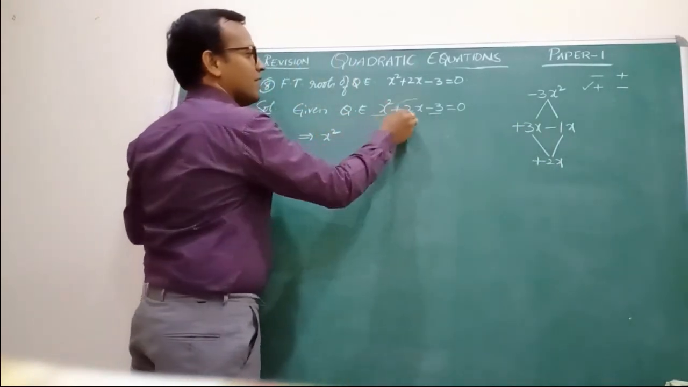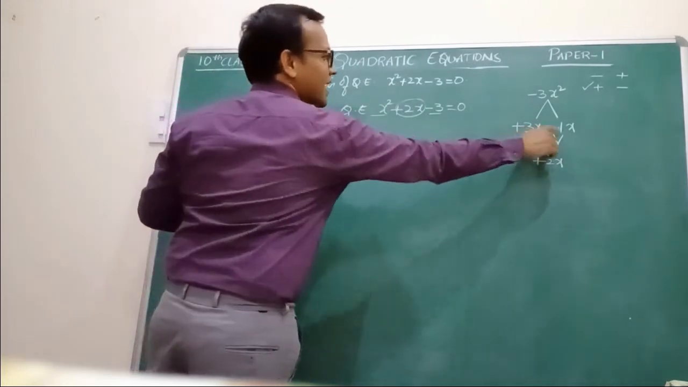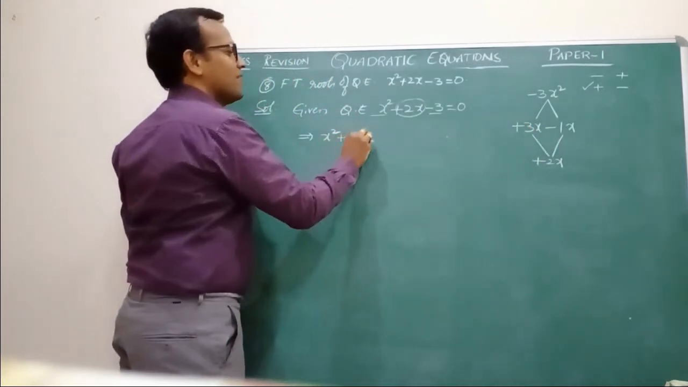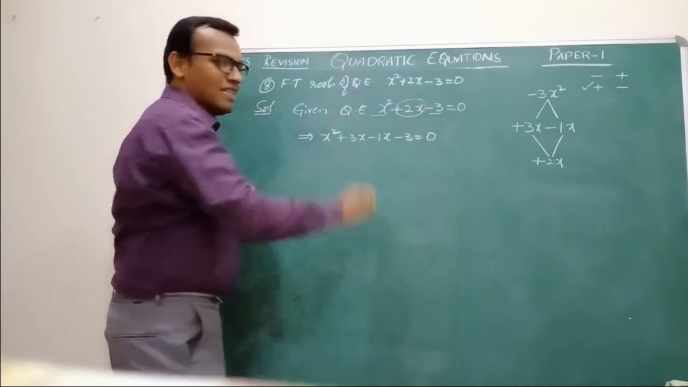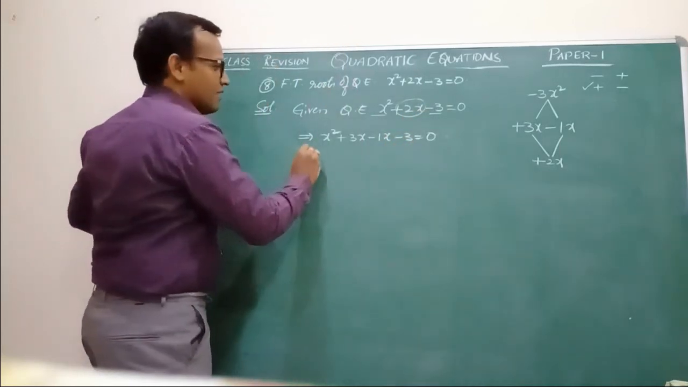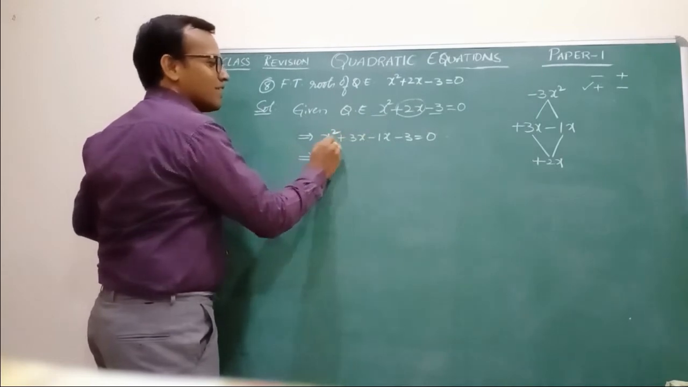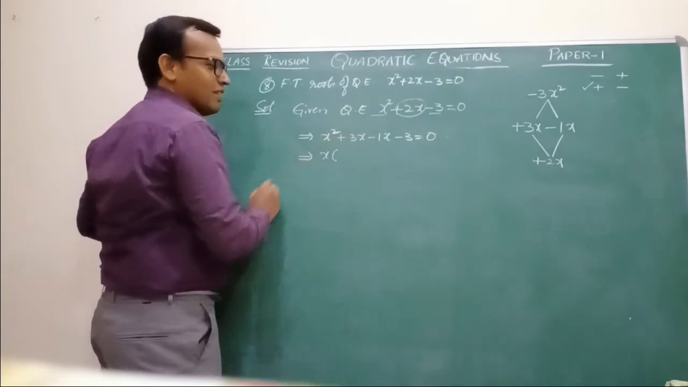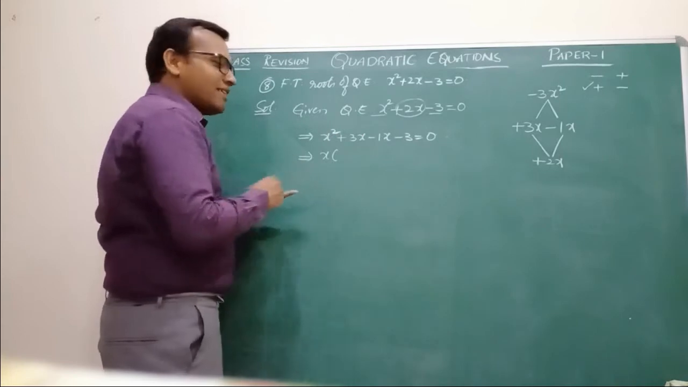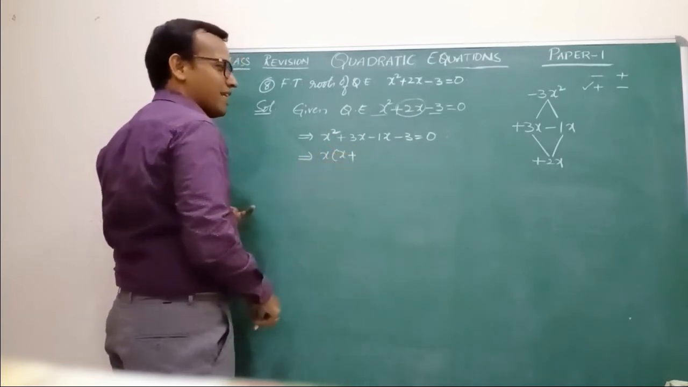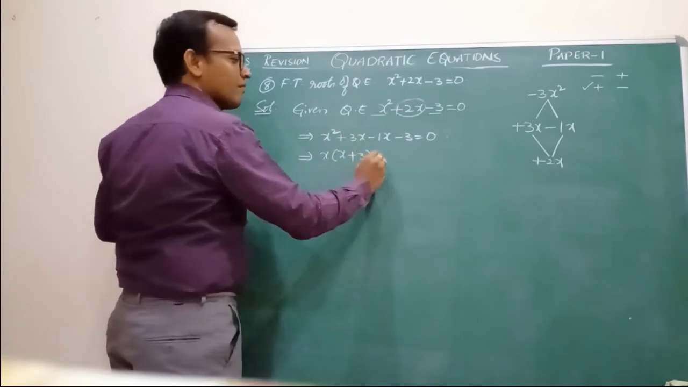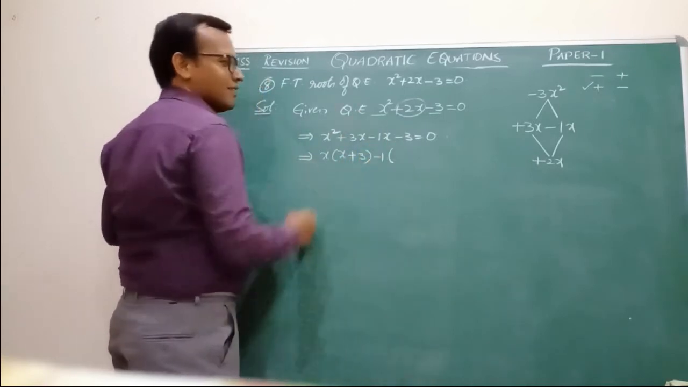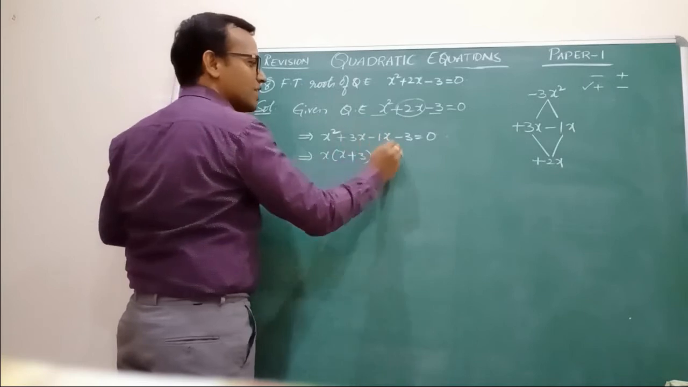x square. In place of the middle term, let me write these two: plus 3x minus 1x minus 3 equal to 0. From these two terms, let me take x common. From x square, 1x common, another x left. Plus, x is common, then 3 minus 1 is common here.